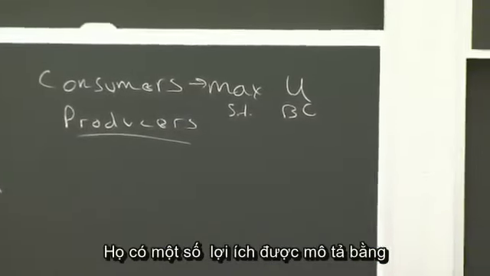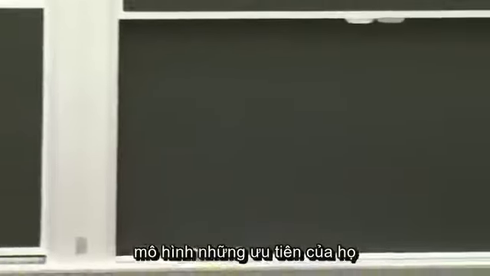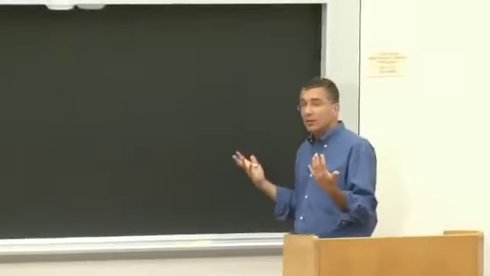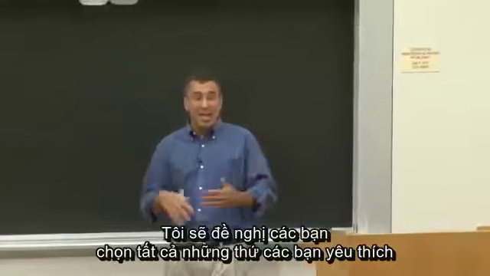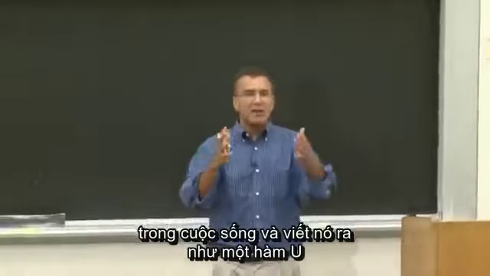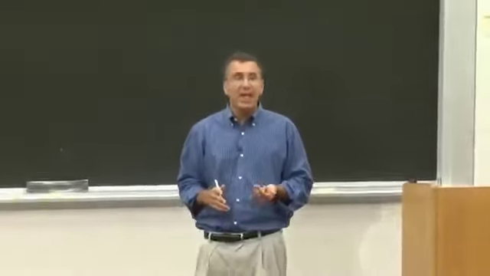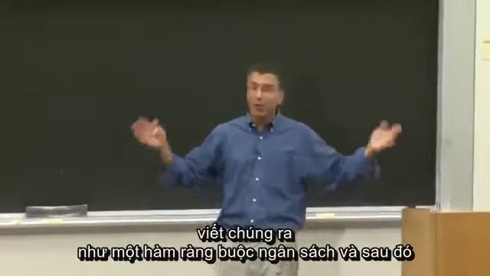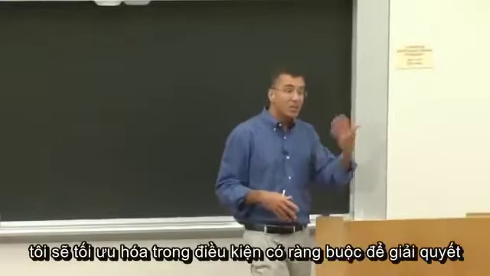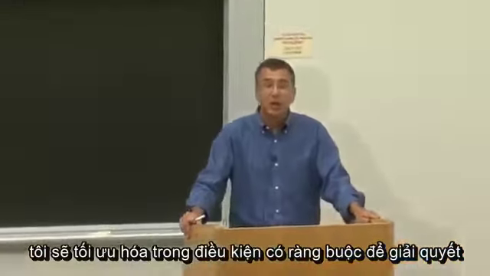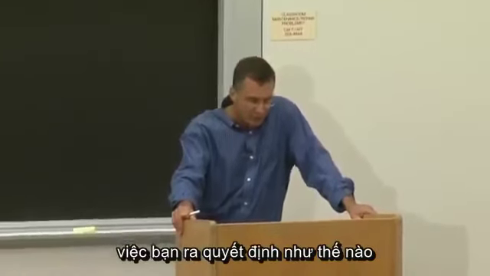They're going to have some utility function, which is going to be a model of their preferences. So I'm going to propose to take everything you love in life and write it down as a U function. Then I propose to take all the resources at your disposal, write them down as a budget constraint, and then I just do constraint maximization to solve for how you make decisions.